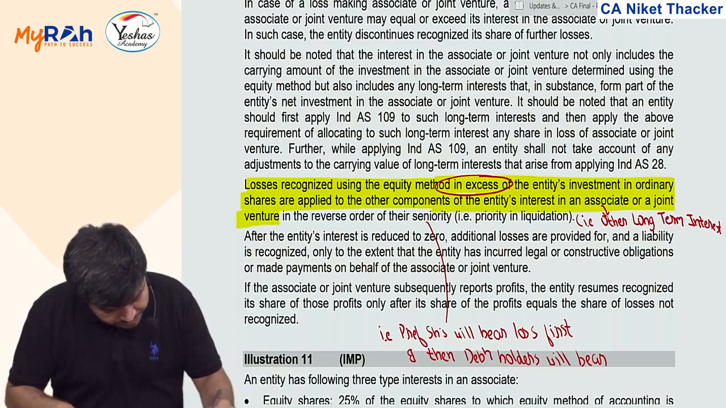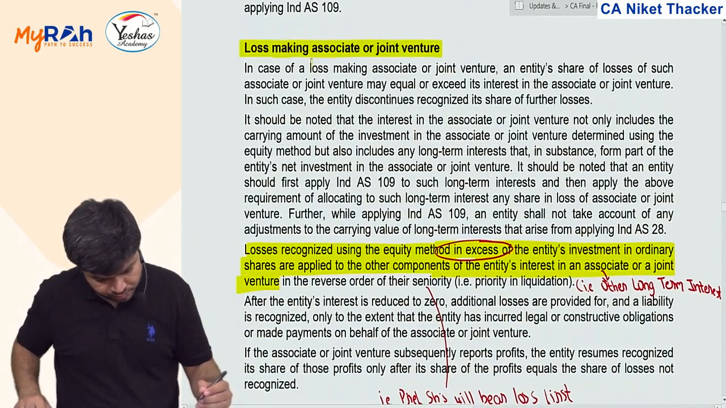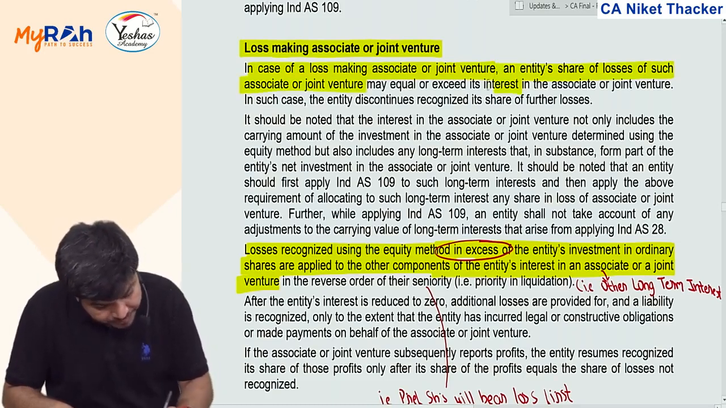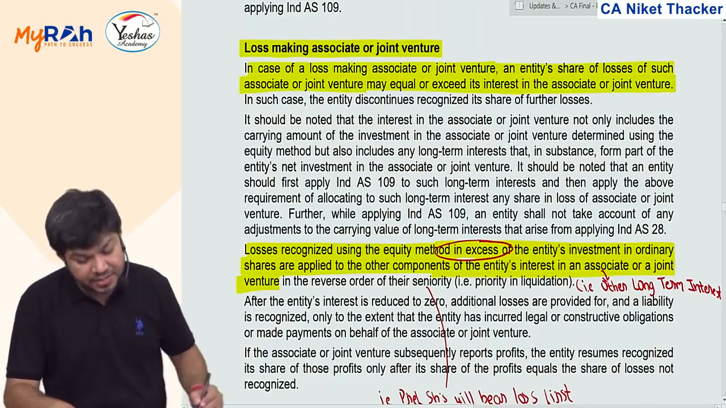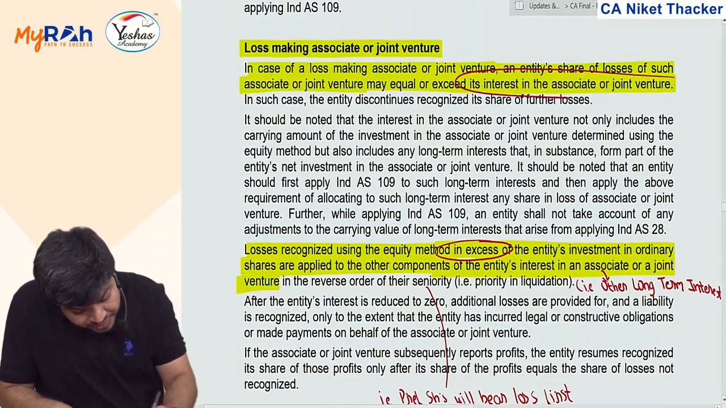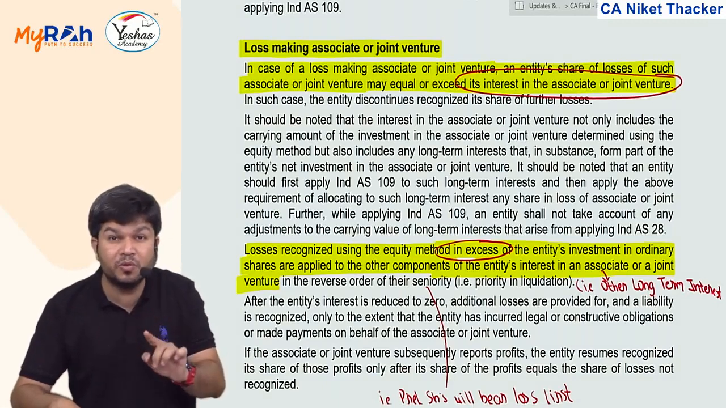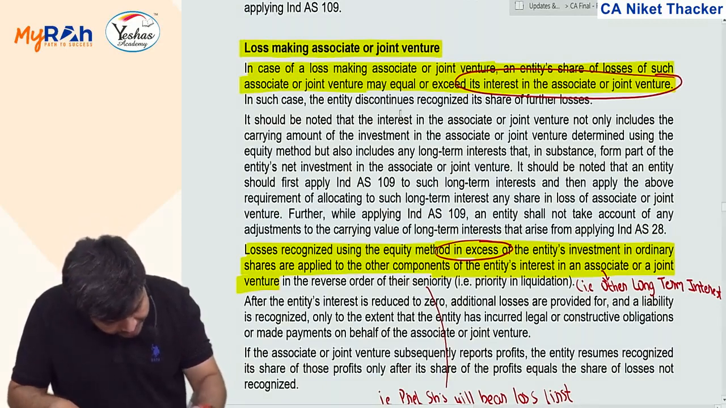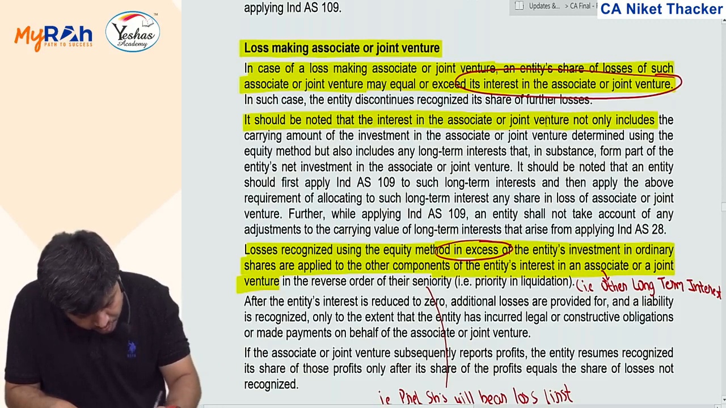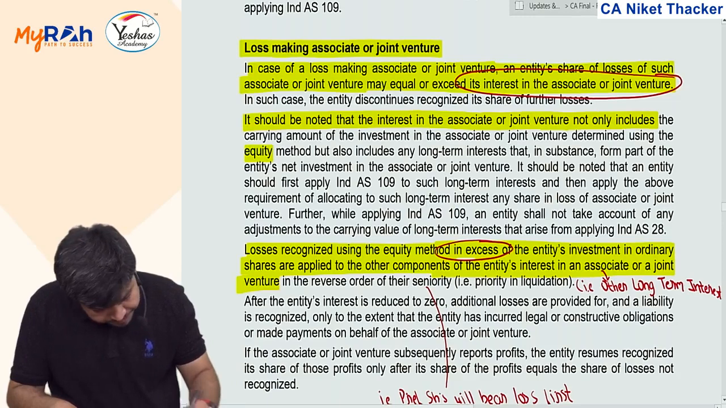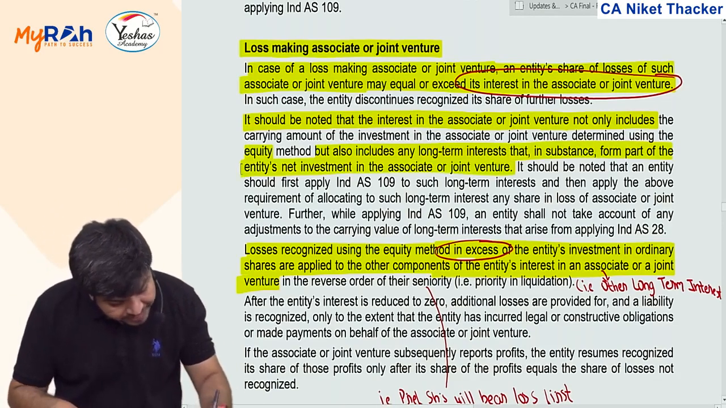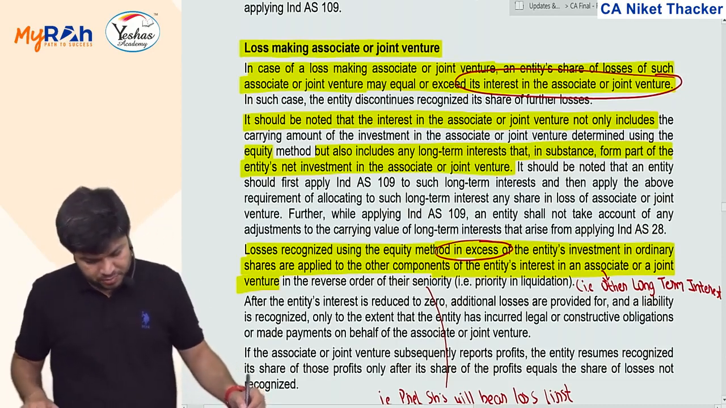Okay, so I just write over here. In case of loss-making associate, entity share of loss in associate joint venture may equal or exceed its interest in associate or joint venture. Now, interest doesn't mean only equity, also includes other long-term interest. It may be noted that interest in associate and joint venture does not only include your equity but also includes any long-term interest which in substance are a part of net investment in associate or joint venture. Okay.